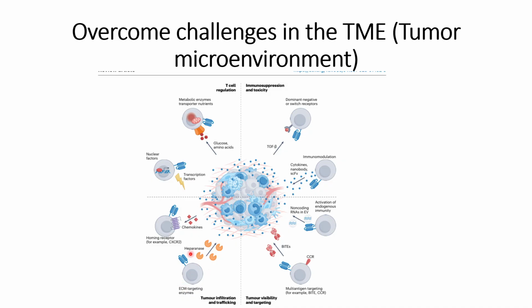One example is heparinase. Heparinase will help in the degradation of this TME, and at the same time, the upregulation of these homing receptors will help the CAR-Ts reach their final site, that is targeting the cancers.